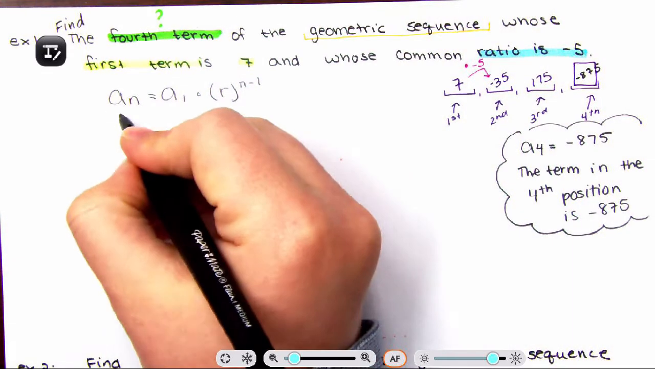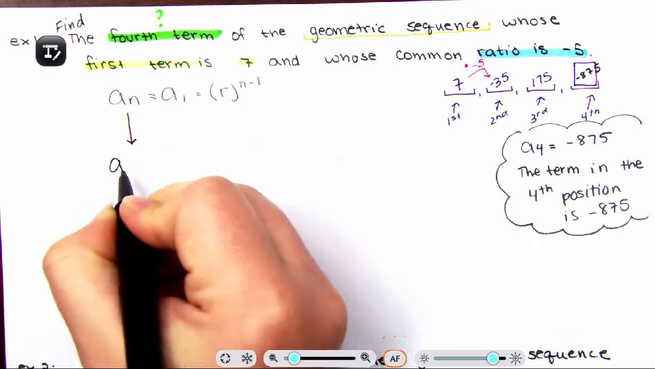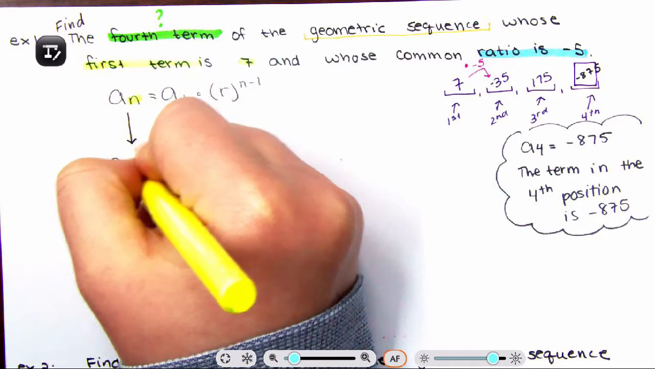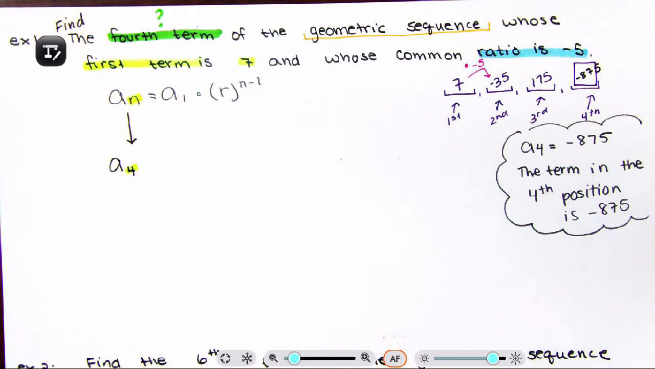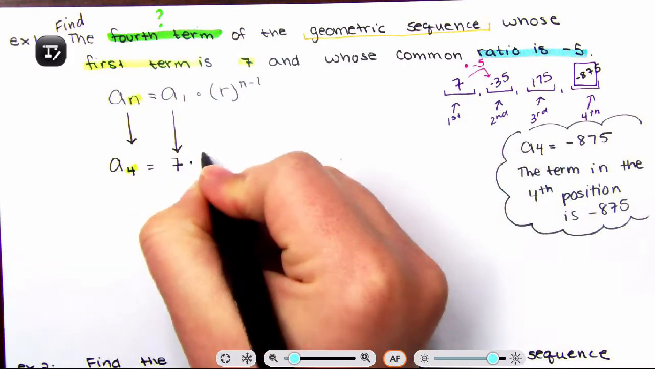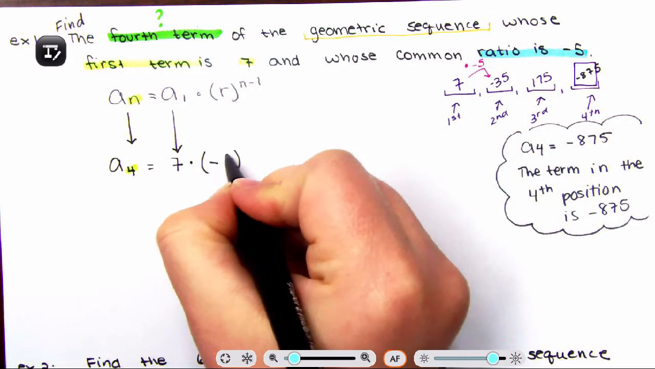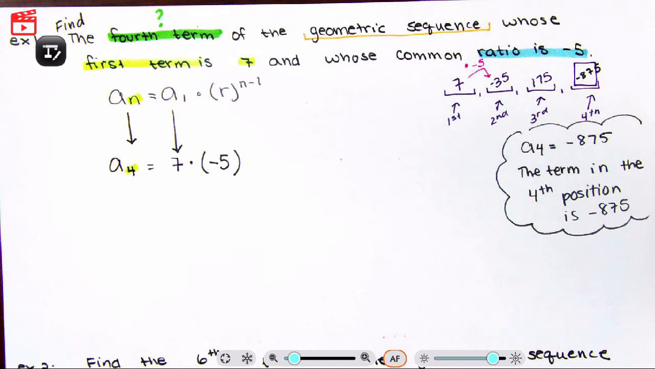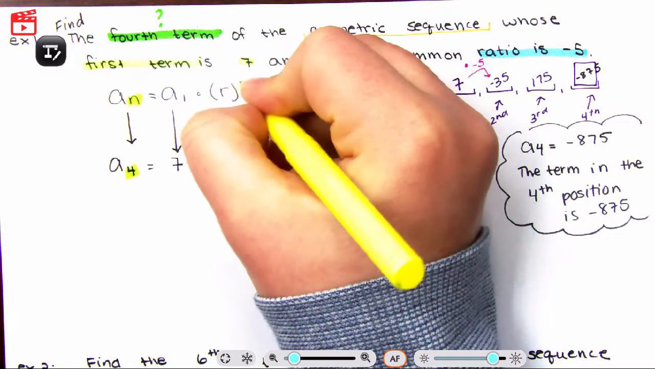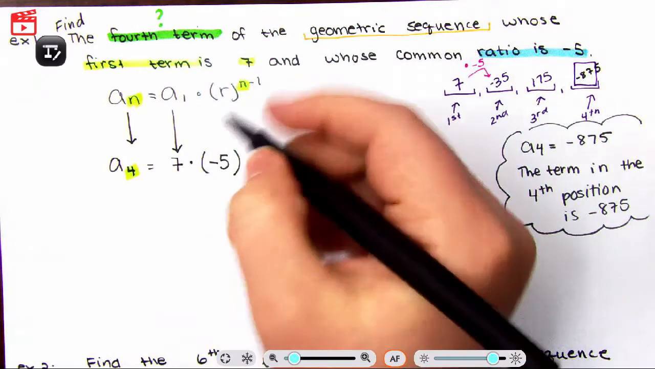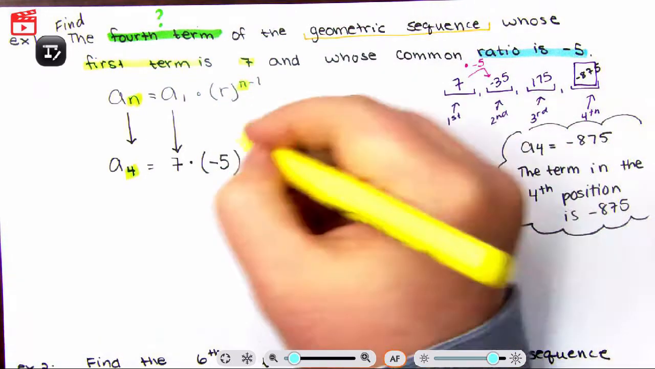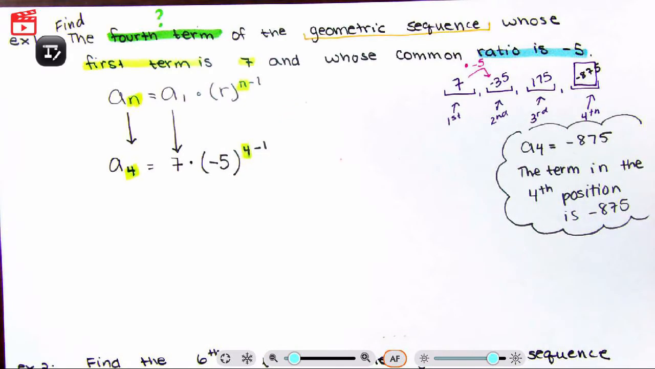The a sub n, we're going to do a sub 4. The term that we want is in the 4th position. So I need to solve for the 4th position. A sub 1 is the first term. So what is in the first position? 7. What is our common ratio? We said our common ratio they gave us is negative 5. And now the n's always match. So you see how you have an n, the n became 4. You have an n, the n became 4. You still have that minus 1, but your n's are changing. That is the position number you want.